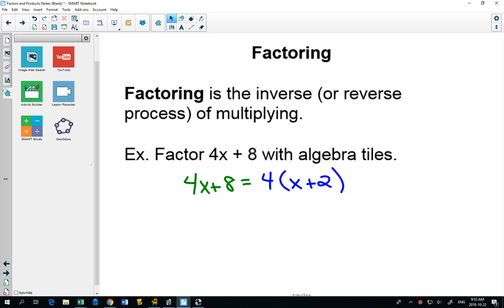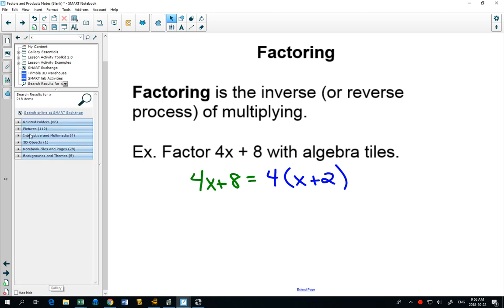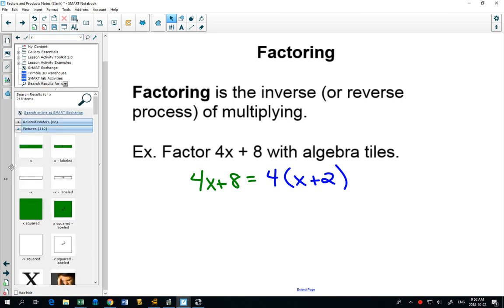I think I even have beautiful algebra tiles built into here. Let's see if I can find them. This is not looking good. Where is my search here? Algebra tiles. Does that search? No. Let's go tiles. Does that search something? I used to have them saved. Pictures. No. There we go.